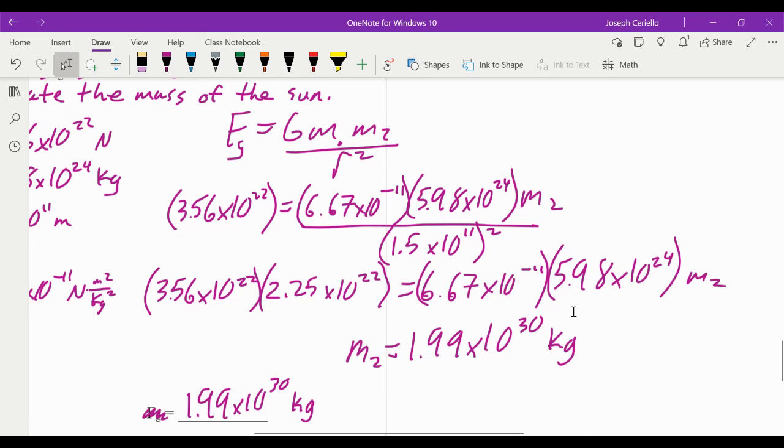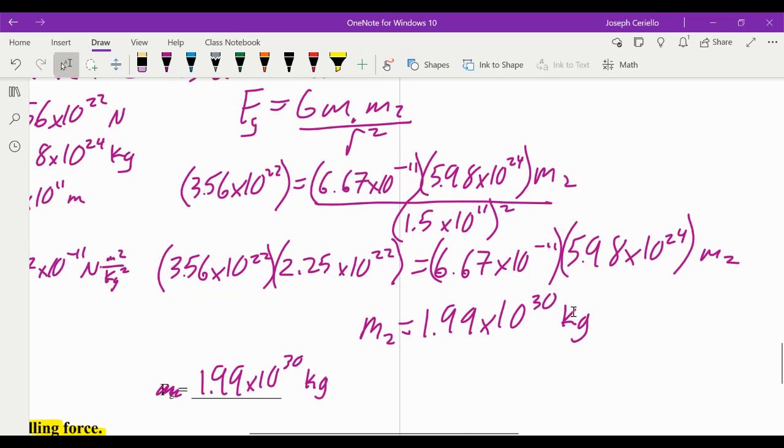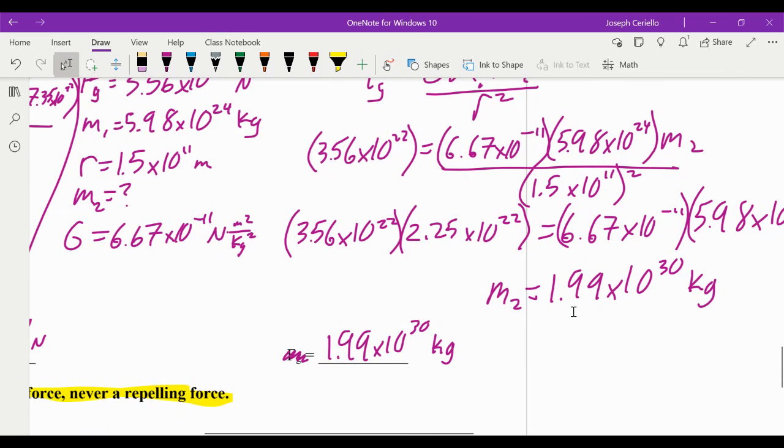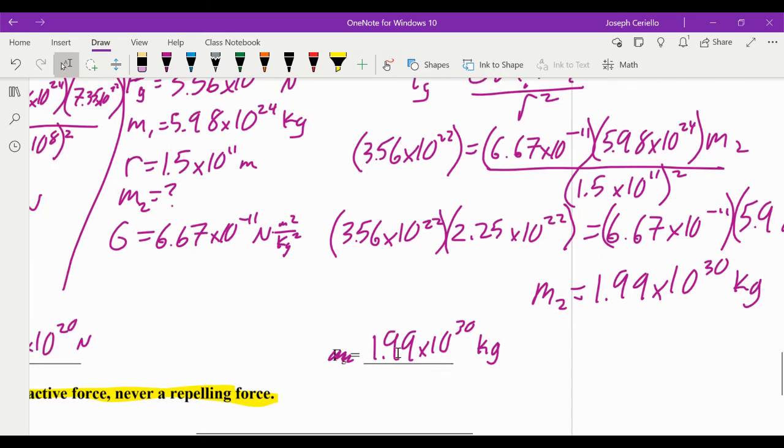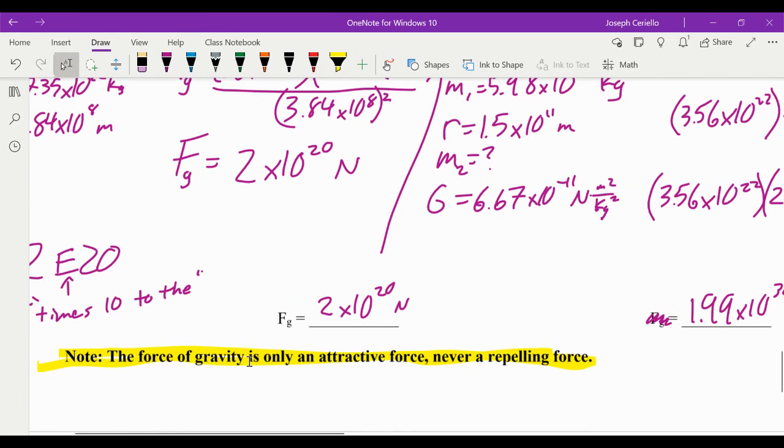So there's a bunch of steps. Make sure you can work through the steps. If you need help with that, let me know. And you should get that the mass of the Sun is equal to 1.99 times 10 to the 30 kilograms. And that is about the accepted value, 2 times 10 to the 30 kilograms. And just an important note here, you already know this, but gravity is only an attractive force. It never repels.